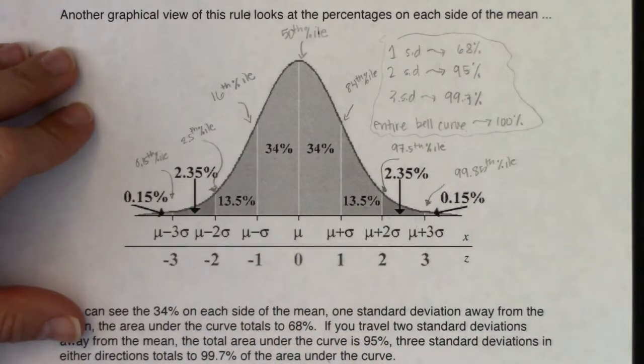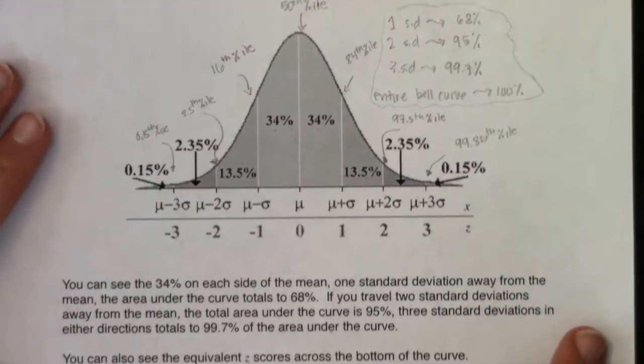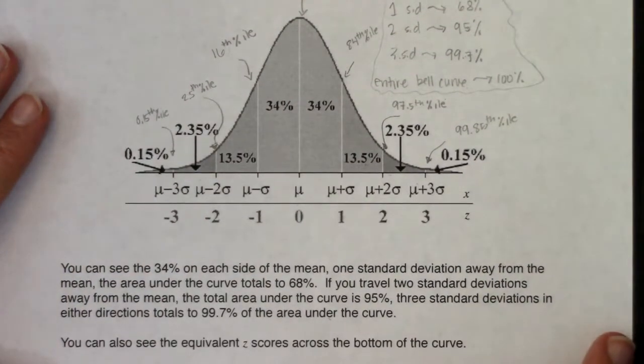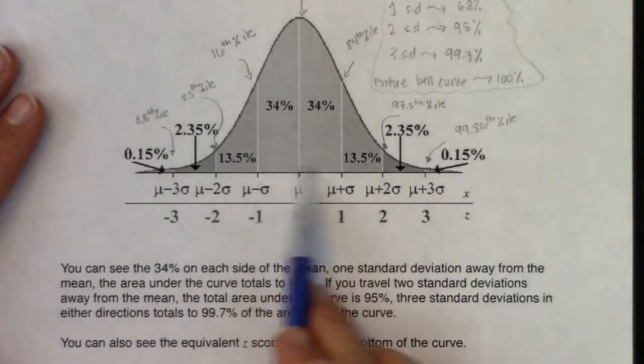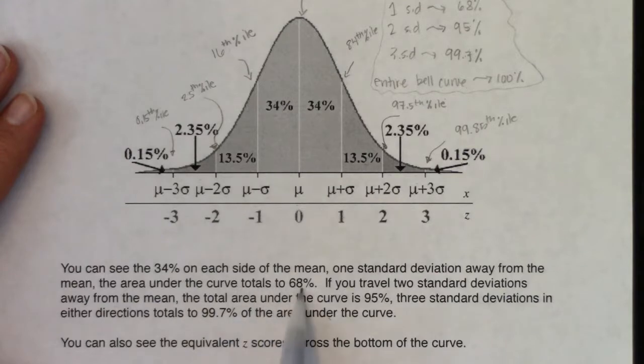All right, so I just put little notes here and we can read through them. It says, you can see on each side of the mean, one standard deviation away from the mean, the area under the curve, you can see 34% on each side, and the area under the curve totals 68%. If you travel two standard deviations away from the mean, the total area under the curve is 95. Three standard deviations in either direction totals 99.7% of the area under that curve.